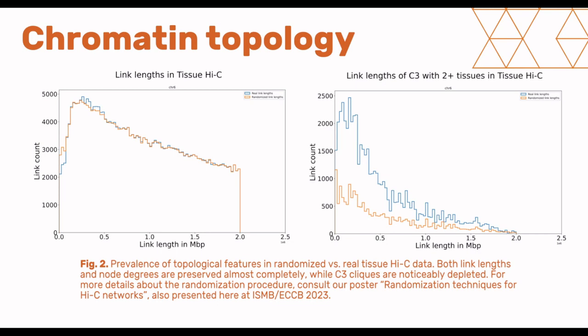From this, we concluded that the preponderance of cliques in our data could not be explained purely through increased link counts in those particular areas. For more details about our randomization process, which I won't get into here, you are, of course, invited to consult our other poster at ISMB ECCB 2023, Randomization Techniques for High-C Data.